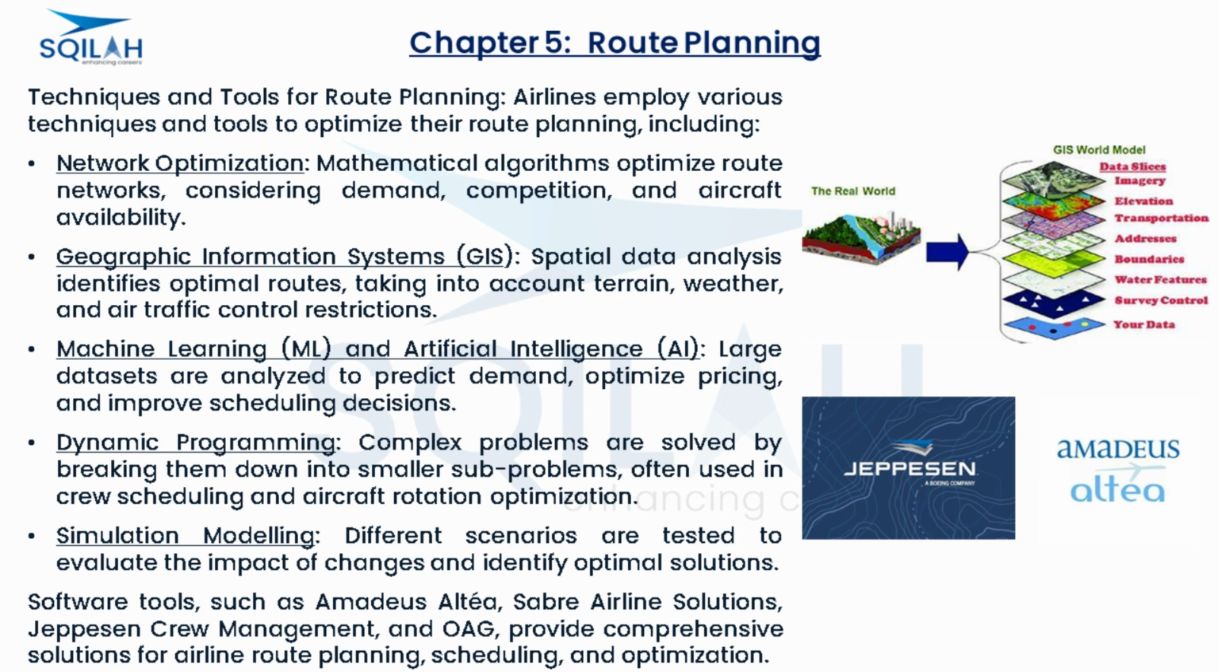Machine learning, ML, and artificial intelligence, AI. Large datasets are analyzed to predict demand, optimize pricing, and improve scheduling decisions. Dynamic programming. Complex problems are solved by breaking them down into smaller subproblems, often used in crew scheduling and aircraft rotation optimization. Simulation modeling. Different scenarios are tested to evaluate the impact of changes and identify optimal solutions. Software tools, such as Amadeus Altéa, Sabre Airline Solutions, Jeppesen Crew Management, and OAG, provide comprehensive solutions for airline route planning, scheduling, and optimization.